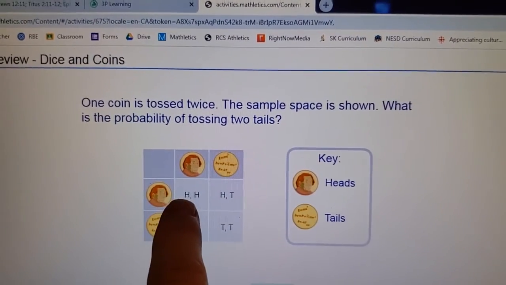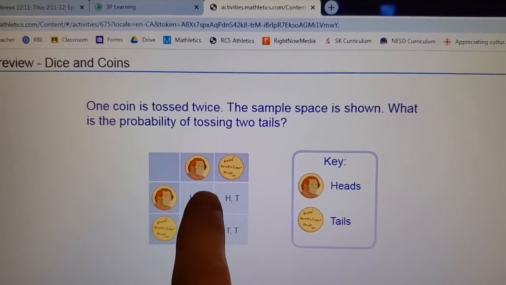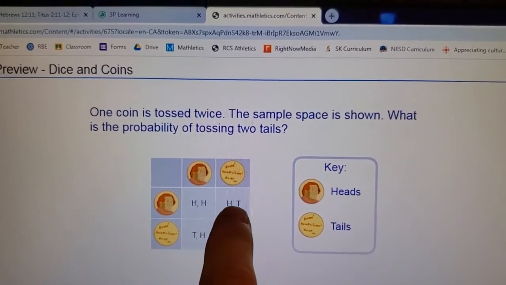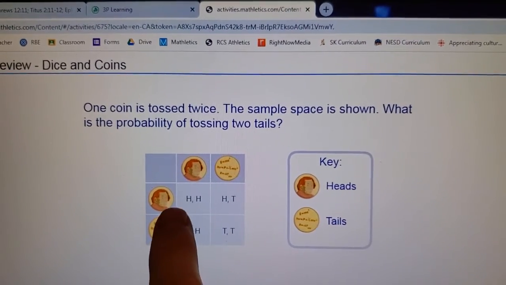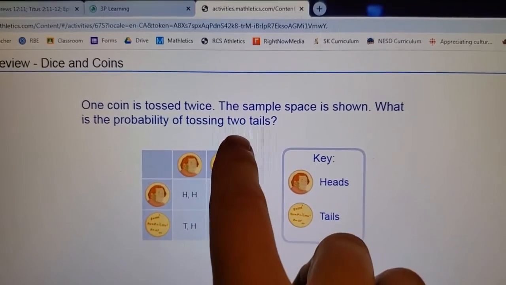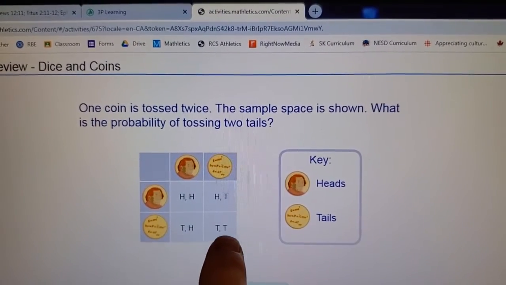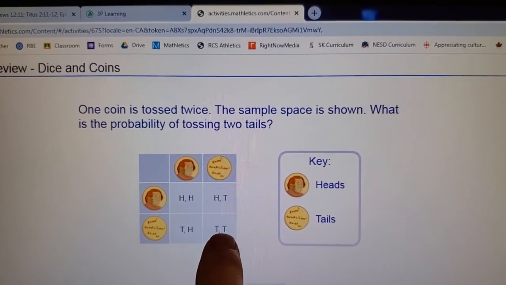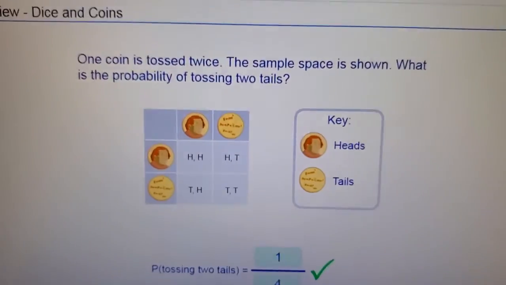So the first flip could be heads or it could be tails. So they write heads or tails. And then the second flip is the second thing. So it could have been heads, heads, tails, tails. So what's the probability of getting 2 tails? So look here, which of these squares has 2 T's in it? It's this one here. So one of them out of the 4 options that it could be, so it's 1/4.